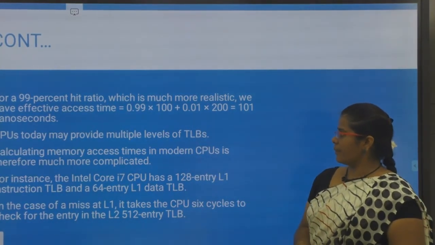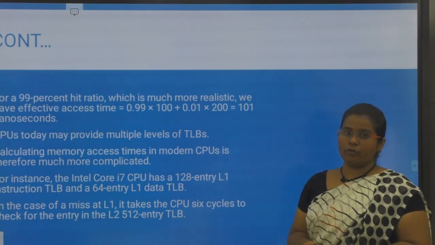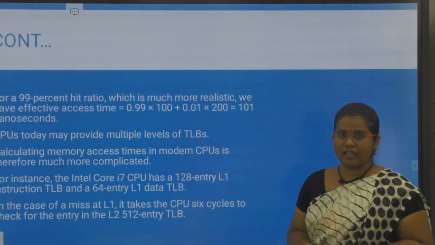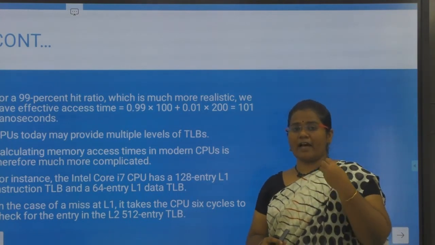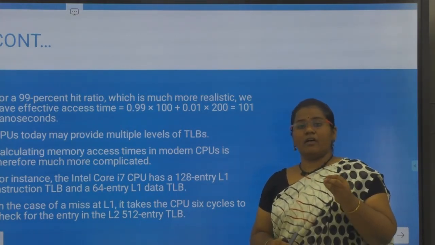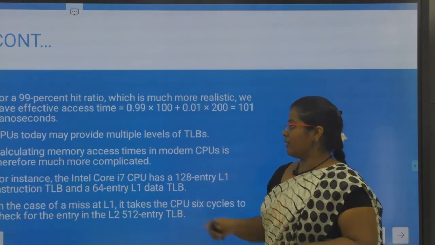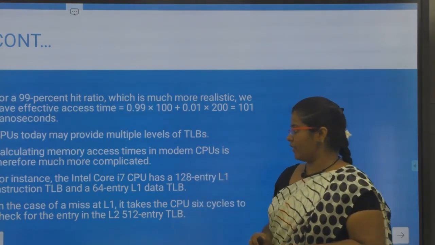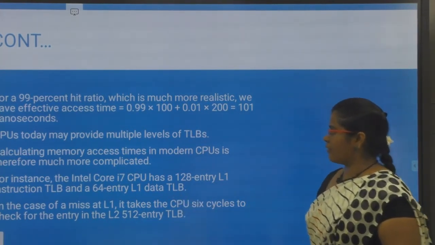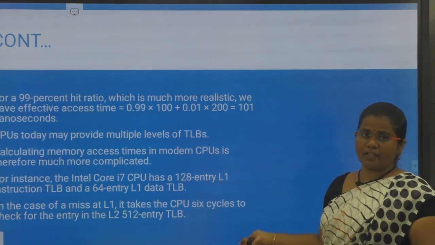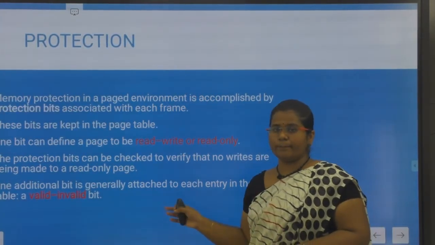The CPUs may provide a number of TLBs. You may have only one single TLB, or if the process size is more, if you have more pages in your process, then you can have a number of TLBs. So these are examples of processors supporting a number of TLBs. Now let us go with the protection.